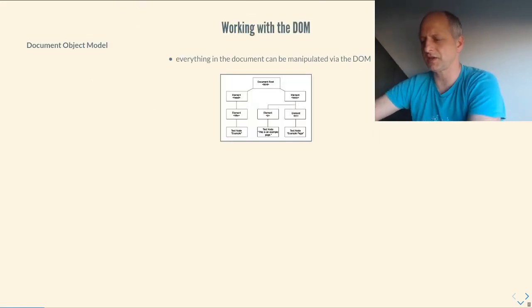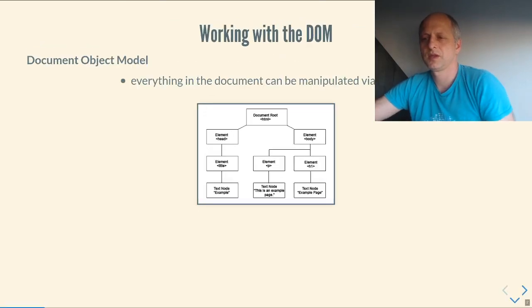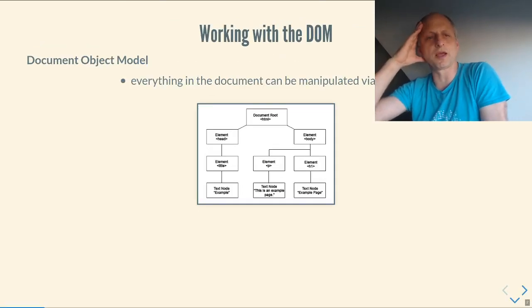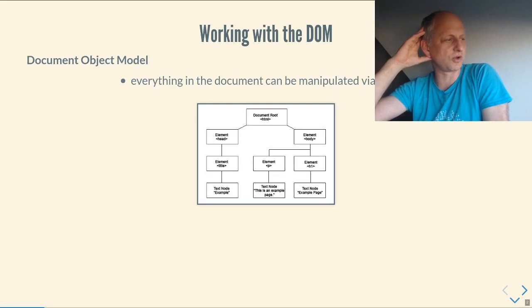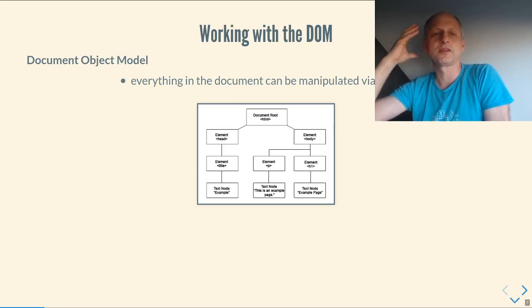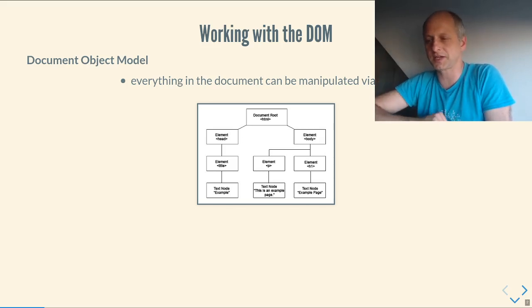Everything in an HTML document can be manipulated through the so-called document object model, which is an internal representation of the web page that the browser has, and into which the JavaScript engine has access, I guess I mean to say.